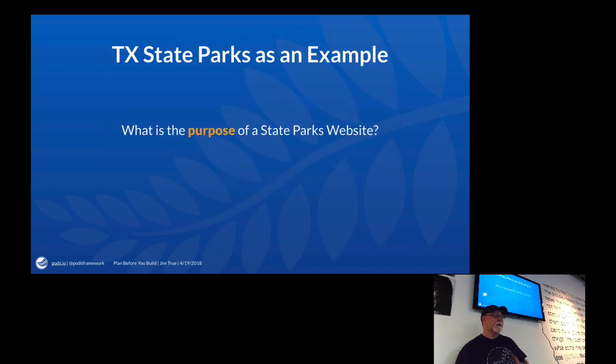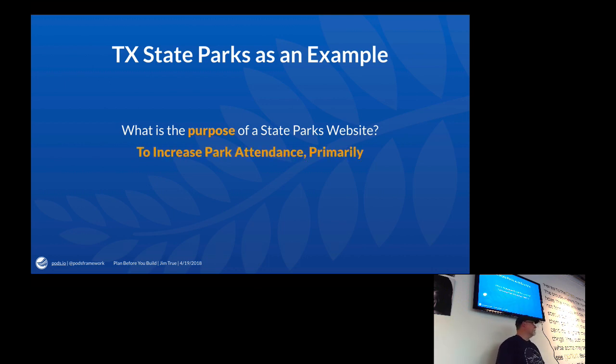We're going to do another example like this. When I did this slide the first time, I was out in Austin, Texas, on a long road trip. This was one of the state parks that I was actually staying at, so I decided to throw it in the slide set because it was another example of a completely different purpose for a website. What is the purpose of a state park website? To increase park attendance. That is the most important thing they have to do.